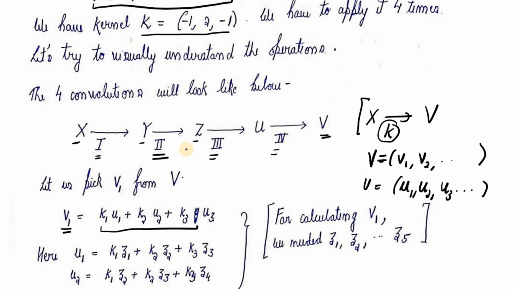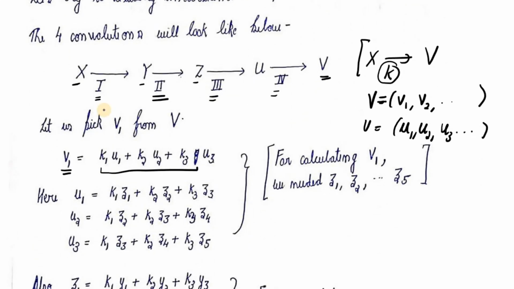Like in V we have v1. For v1 we need at least u1, u2, and u3. This is the fixed requirement as of now for generating v1. Now for generating u1, u2, and u3, we need to know how many z's are involved. So we proceed further and see that u1 could be written in this way: k1 z1 plus k2 z2 plus k3 z3. Obviously z is going to be something like this: z1, z2, z3, z4, and z5, and so on. Where it will go we don't care, we just consider the first few elements.